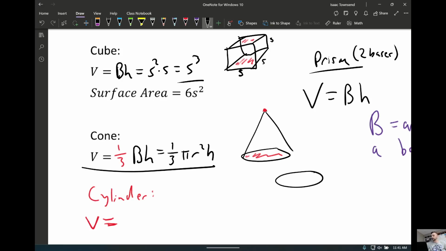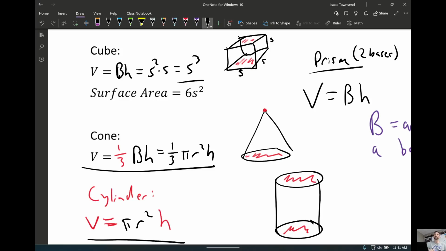And then a cylinder, how many bases does a cylinder have? Two. Okay. So that means its volume is capital B times H, where capital B is the area of the base, so pi r squared.